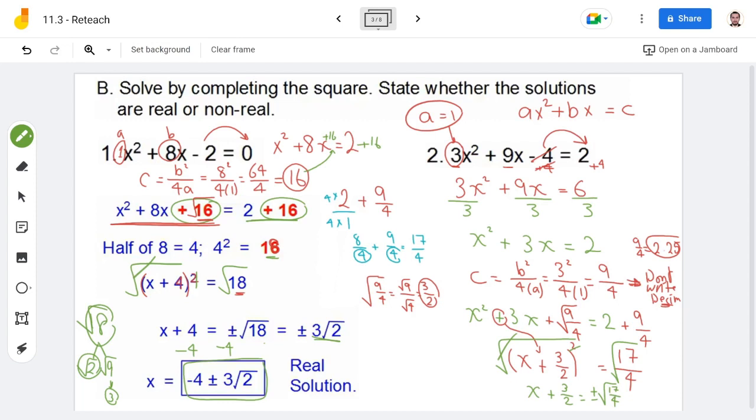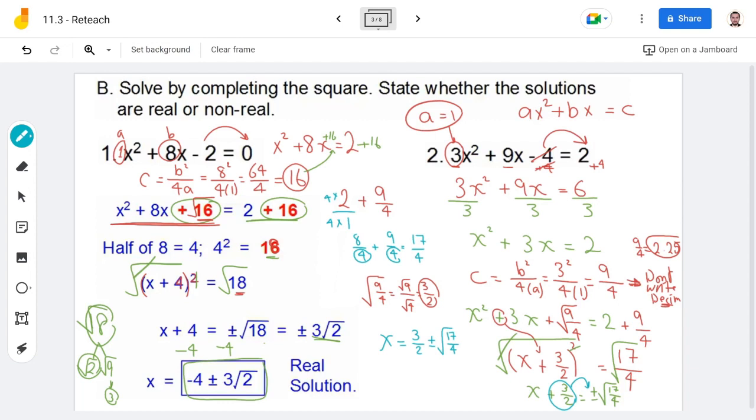Now take 3 over 2 to the other side. So now x is equal to 3 over 2 positive. Oh, sorry. Keep the positive negative in front. Positive, negative square root of 17 over 4. Can we distribute the square root for 17 and 4? Yes, I can distribute it. So now let's distribute the square root.